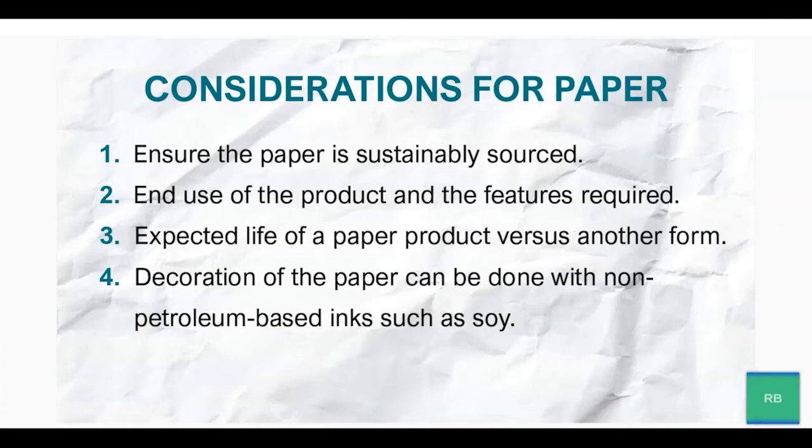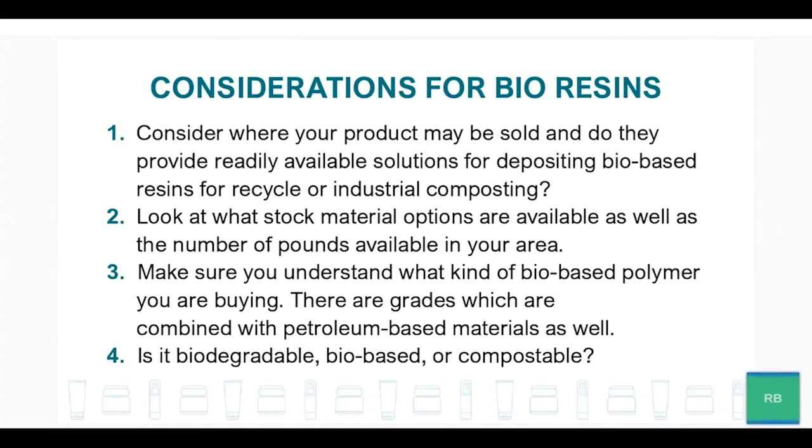Paper. Ensure the paper you are using is sustainably sourced. Consider the end use of the product and features required. Not all features can be done in paper. Consider the expected life of a paper product versus another form. Paper does not have the greatest wear characteristics, so common wear situations can be a problem. Decoration of the paper can be done with non-petroleum based inks such as soy. And paper has a wide variety of deco techniques that can be used that are sustainable.